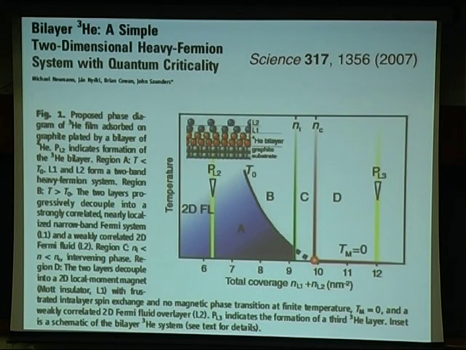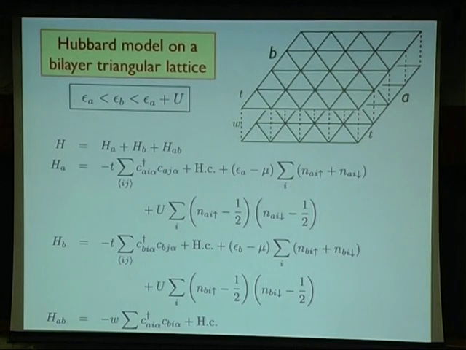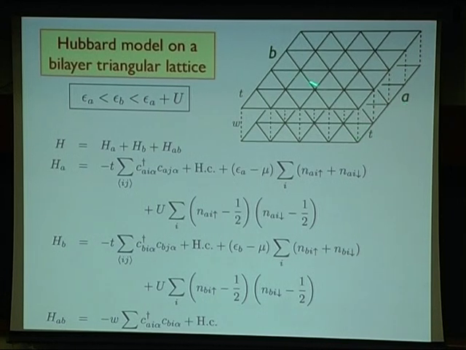So as I promised yesterday, everything I'm going to talk about is motivated by the Hubbard model. So here's the Hubbard model motivated by this bilayer helium-3 system. I take two triangular lattices, one on top of the other, okay? So I have layer A on the bottom and layer B on the top, and they have their own Hubbard models with the same hopping T and the same Hubbard repulsion U.